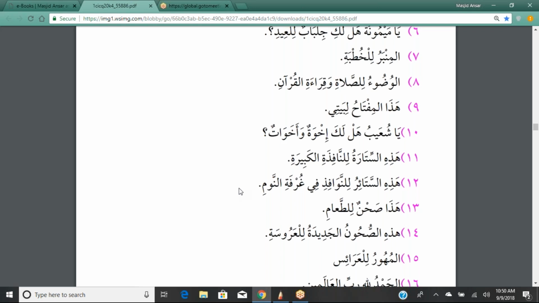Ikhwatun wa akhawatun. Don't say ikhwatun. Ikhwatun wa akhawatun. Now, reading needs drill. The teacher has to go over and over and over until the tongue gets accustomed. This is on the teacher, to get the student accustomed to reading correctly. So he has to read for him over and over.